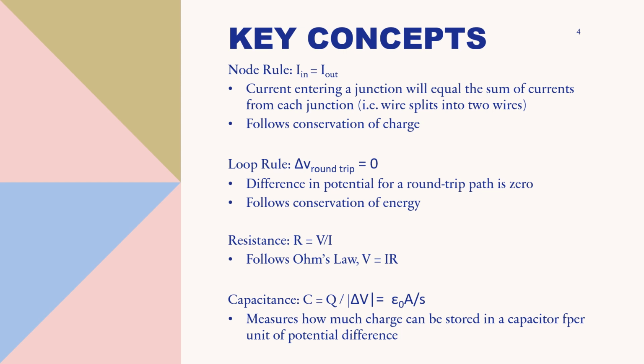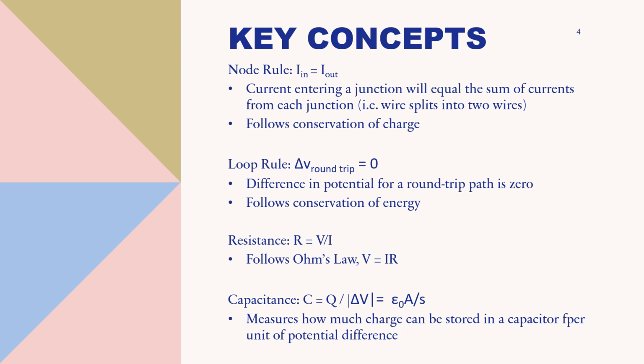Some key concepts include the node rule, I in equals I out, saying the current entering a junction will equal the sum of currents leaving the junction. The loop rule, delta V round trip equals 0, saying the difference in potential for a round-trip path is indeed 0. Resistance follows Ohm's law, V equals IR. Rearrange this to get R equals V over I.